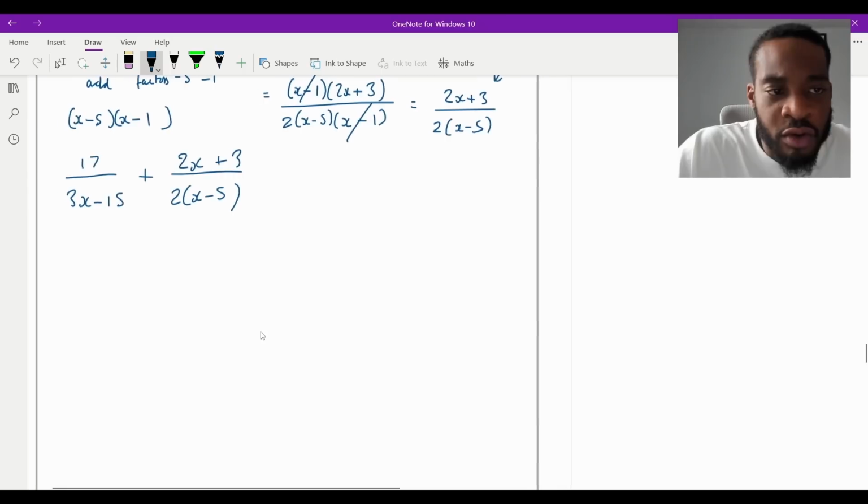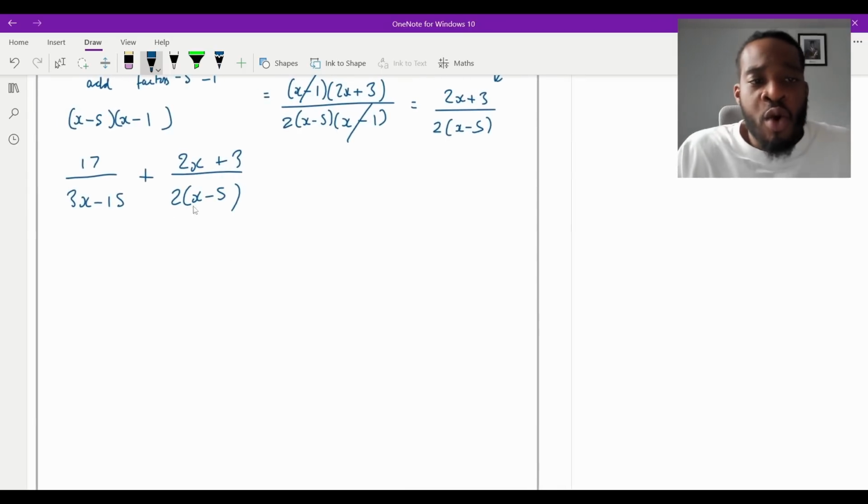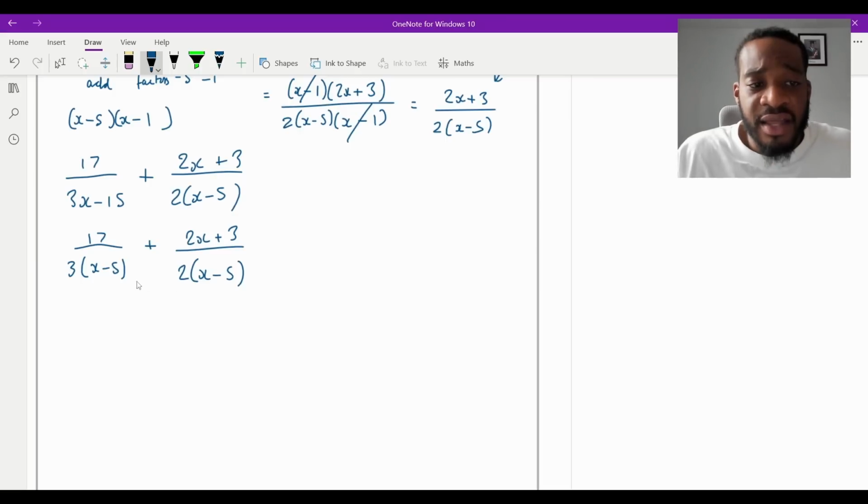Well, we need to look for the common denominator. Since this was 2 bracket x minus 5, if I look at this one here, because we need to figure out what the LCM is of these two denominators, I can actually factor out a 3. So it becomes 17 over 3 times (x minus 5), and then (2x plus 3) over 2 bracket x minus 5. This is really good because we've got that x minus 5 in both denominators.